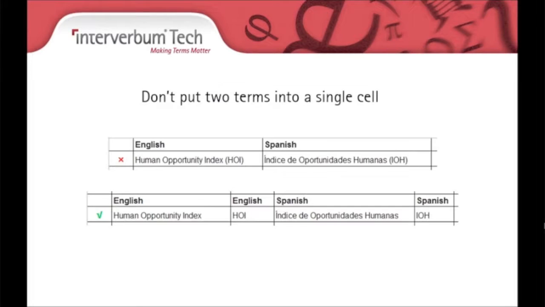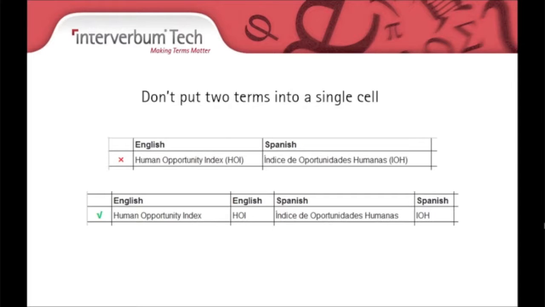Okay. One problem I often encounter is when 2 terms have been put into the same cell. This is really bad practice because you almost totally destroy the matching potential in any tools that might use your glossary in the future, like the auto lookup function in Trados or something like that. So here we have 2 English terms in one cell and 2 Spanish terms in another cell. Each one is a term, Human Opportunity Index and HOI. Acronyms are terms, okay, just like anything else. So we need to add a second English column and a second Spanish column and put the terms there.